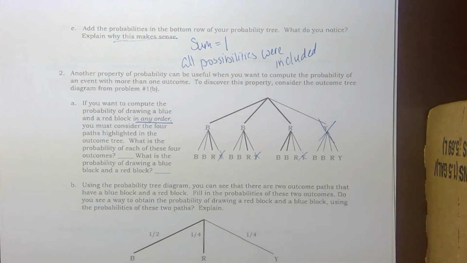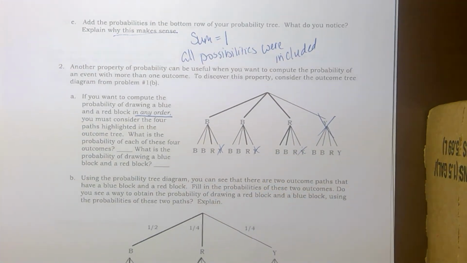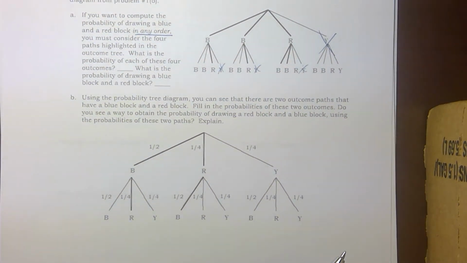Notice that this has moved us back to representing every block with its own branch. Let's go and look at what we had before instead. It says using this probability tree diagram, you can see there are two outcome paths that have a blue block and a red block. Fill in the probabilities for these two outcomes.